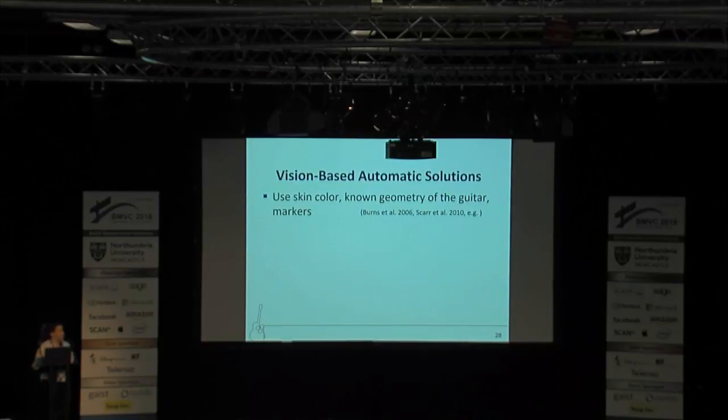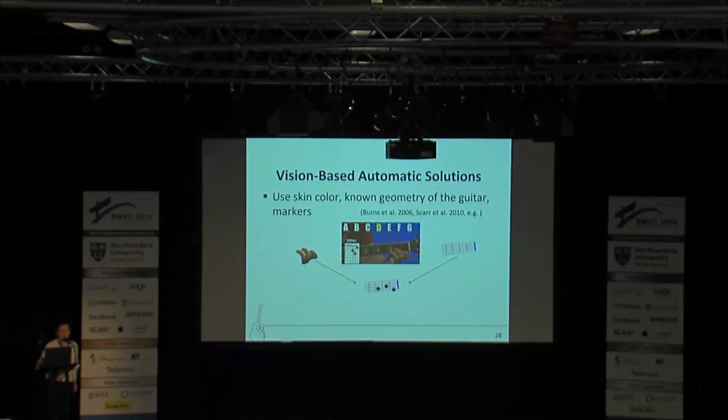And before we wrap up, I just want to mention that there are some other visual-based automatic solutions, but the main thing they do is to look at the left hand of the guitar player and to try to position it in relation to the guitar. And the main problem is that they don't actually have any temporal information because they only track the left hand and not the strumming hand.